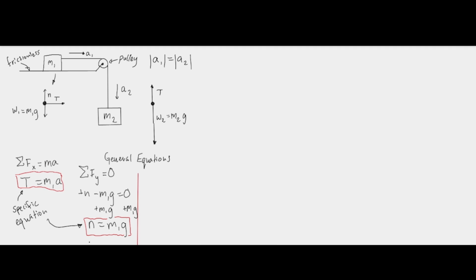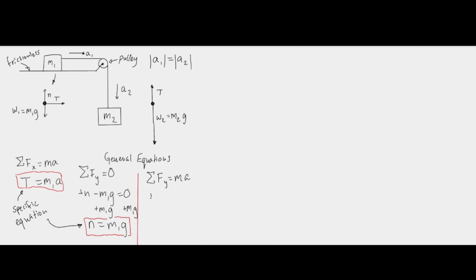So we have 2 equations for the first object. Now I'm going to look at the second object, and I see immediately that I don't have anything in the horizontal direction. So we're not going to have any equation for the horizontal direction. There are no forces working horizontally. So I'm just going to start with the sum of the forces in the y direction equal to the mass times acceleration.